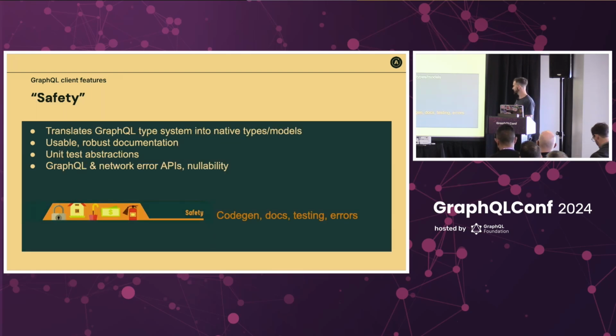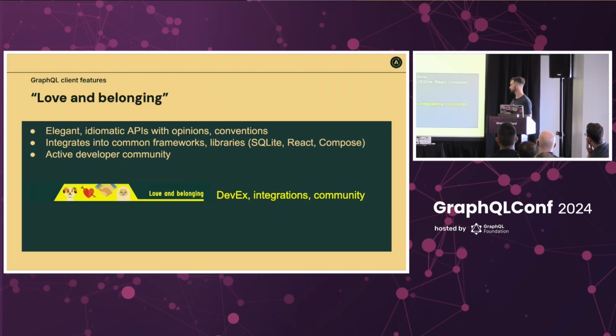The next level up, I call it safety. Basically, can you use it in such a way that is predictable, that you feel will build confidence going into production? So we're talking about using the GraphQL type system to go into native types and models, usable, robust documentation. I think this is always something we can invest more into. Unit test abstractions, GraphQL network error APIs, nullability, all of these different things that make you use GraphQL and have confidence that you're covering your team and your user as you go into production.